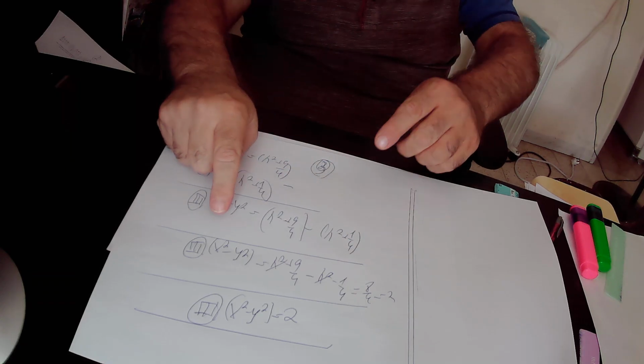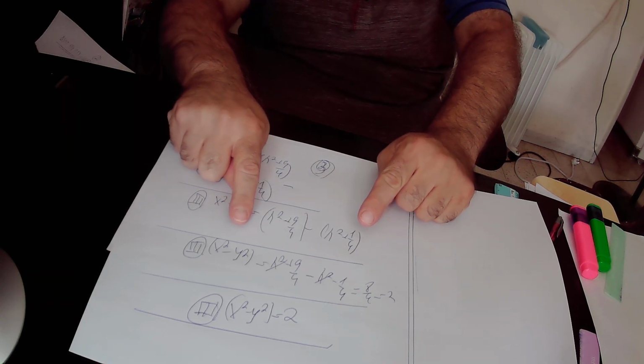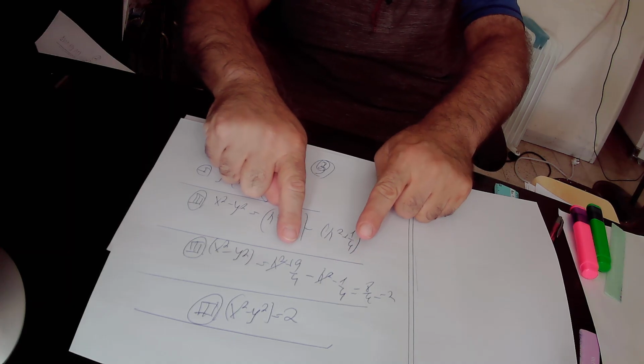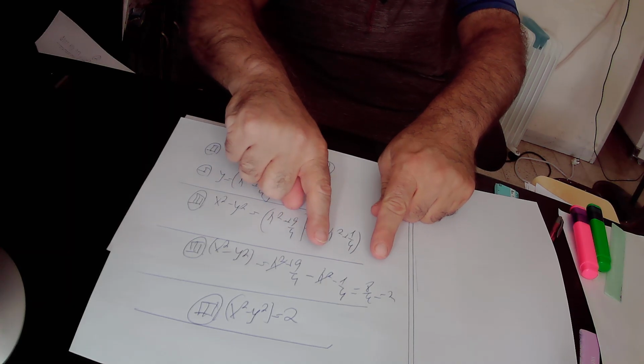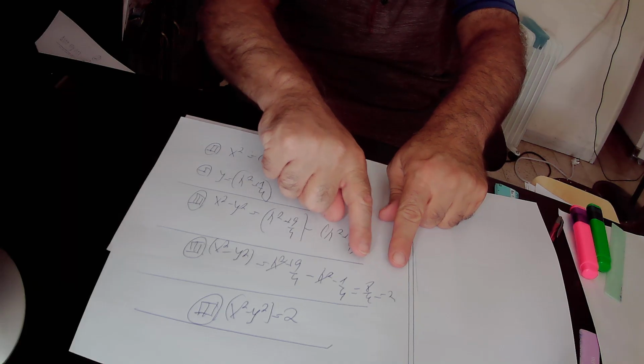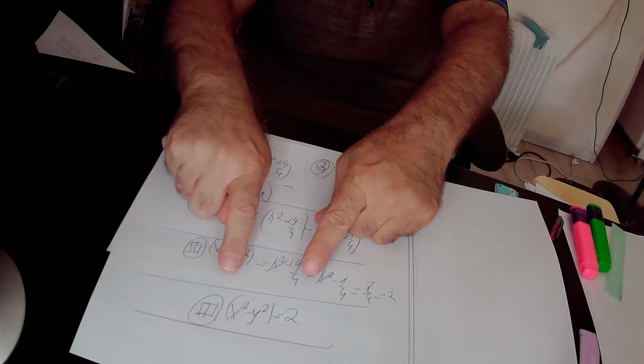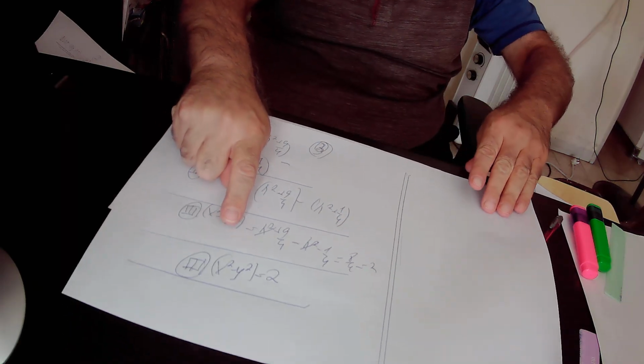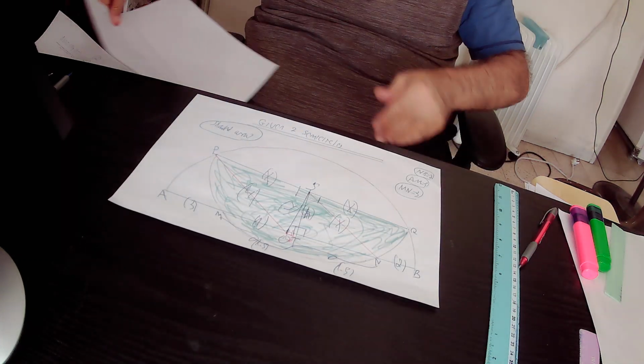So here we have in total x squared minus y squared equals h squared minus h squared, which is 0, and 9 quarters minus 1 quarter is 8 quarters. 8 quarters is 2. So in total, according to equation 3, we found out that x squared minus y squared equals 2. This is according to equation 3.